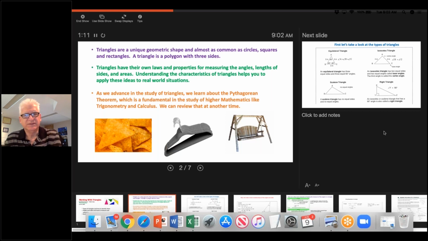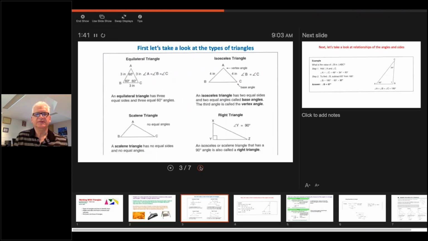And we'll finish up with a little bit of a discussion, but not much, about right triangles, as they are one of the most important aspects of the study of trigonometry and calculus. But we're not going to get into that today. However, we're going to take a look at how that leads into that study. Okay. So moving on.